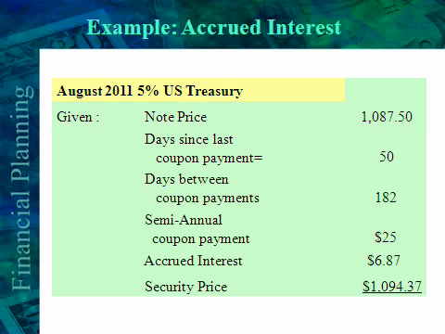That means that the prior owner is entitled to 50 divided by 182, or 27.5% of that next semi-annual payment. Doing the math, you quickly find that the prior owner is entitled to $6.87. Adding that to the note's price gives you a total cost of $1,094.37.